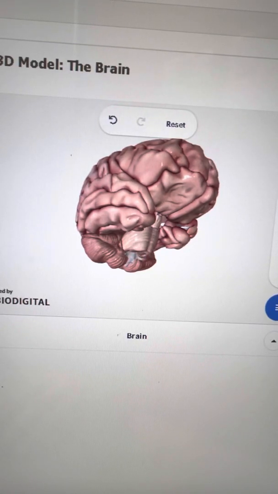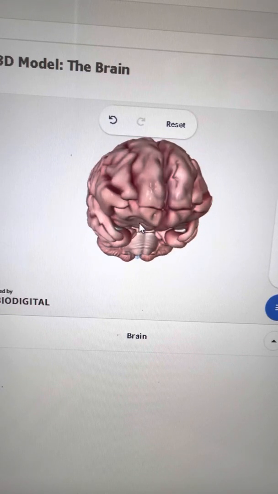And let's see if I missed anything else. And that's pretty much all the structures that we were told to go over here in the brain.